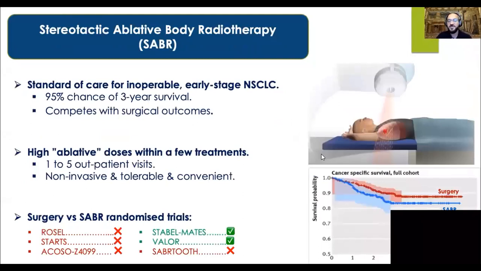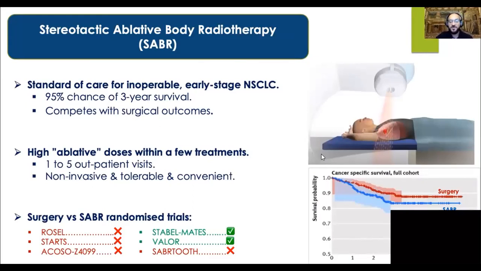Stereotactic ablative body radiotherapy, or SABR, is currently the standard of care for inoperable early stage non-small cell lung cancer. For operable patients, surgery is still the gold standard, although there is still a big debate about which is better for these patients. And it's very hard to conduct randomized controlled trials in this setting. Many trials have already failed to recruit enough patients, and others are still trying, but the debate is still ongoing. However, the advantage of SABR over surgery, of course, is that it's very non-invasive and convenient for the patient.